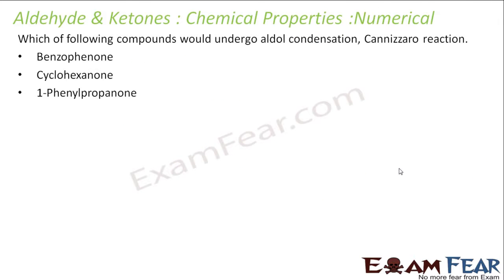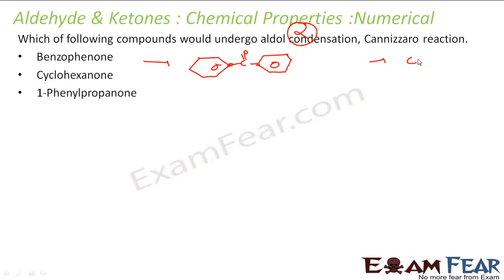Similarly, for these three, we have to say which one goes for aldol, meaning alpha hydrogen, and which one goes for Cannizzaro, that means without alpha hydrogen. Benzophenone, similar to benzaldehyde, this will also not have alpha hydrogen. Correct? There is no alpha hydrogen here. So it will go for Cannizzaro reaction.